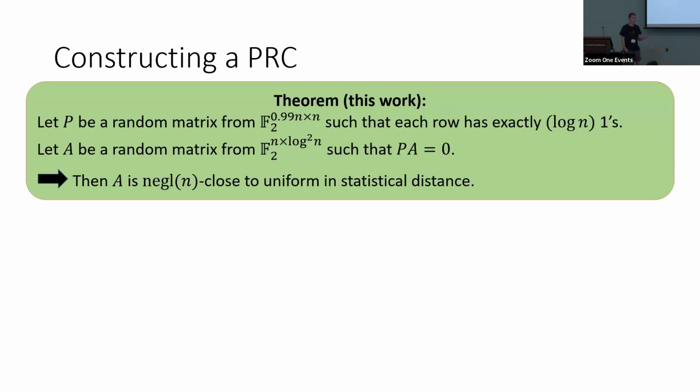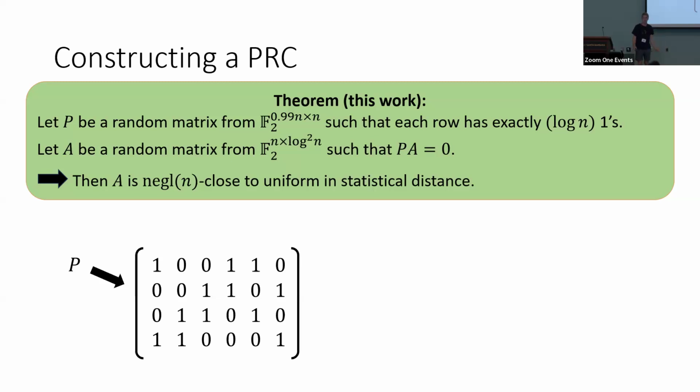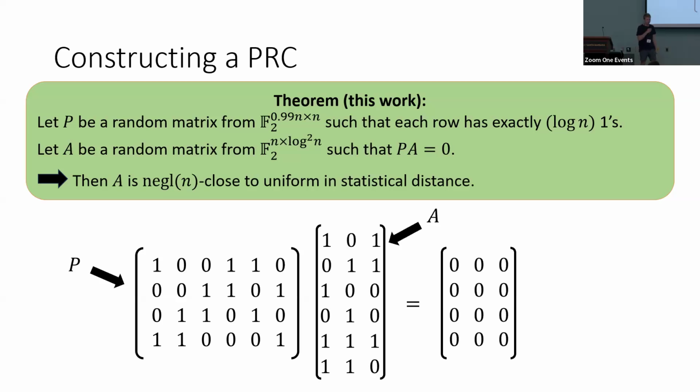Okay, so the way that we do this key generation is we're going to first sample a random sparse matrix P. So P is going to be a random matrix that's slightly wider than it is tall, where every row is going to have exactly log n ones in it. And then we're going to sample a uniformly random matrix A that's going to be very skinny from the kernel of P. So in other words, a random matrix A that satisfies this equation here. Okay, and then the theorem that we prove is that if you do this, then the marginal distribution on A is negligibly close to uniform in statistical distance.